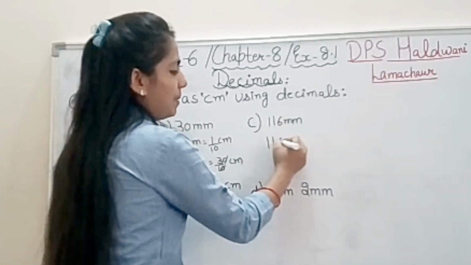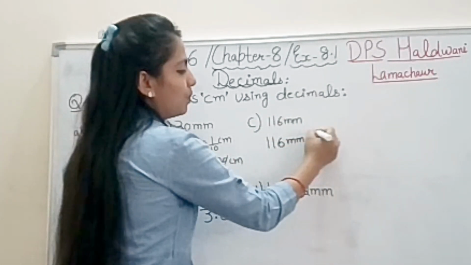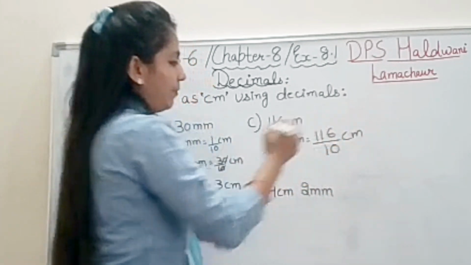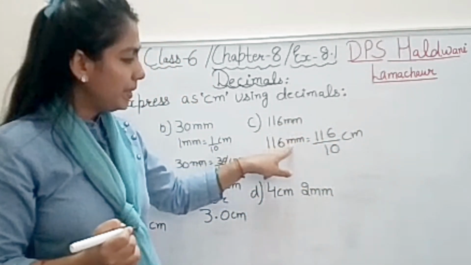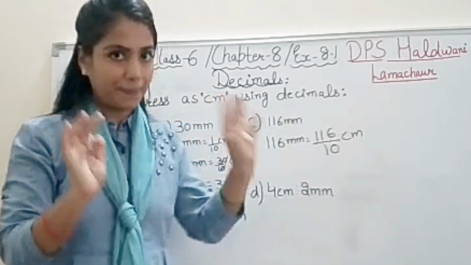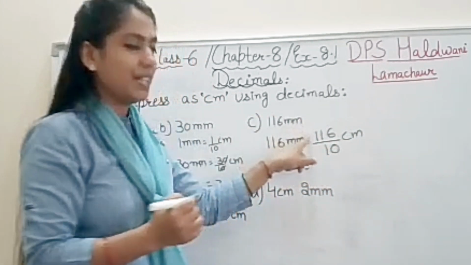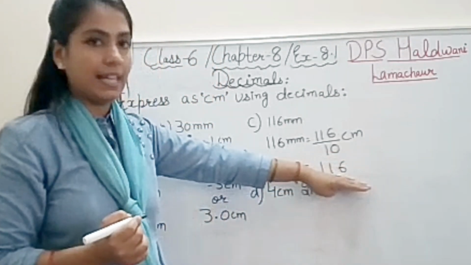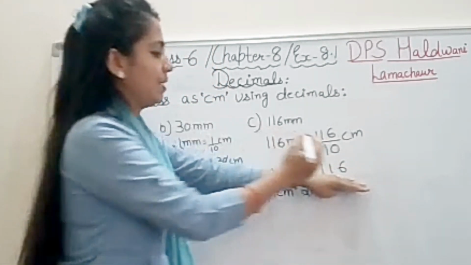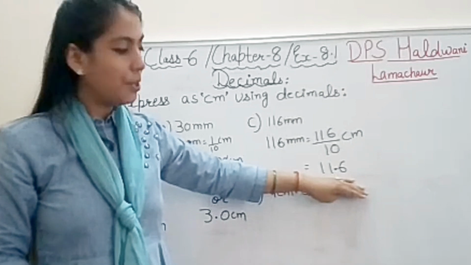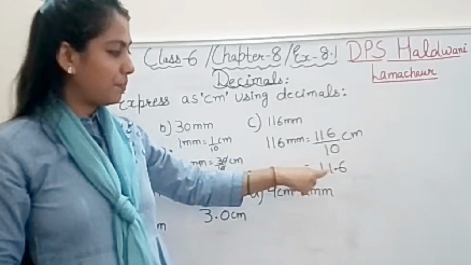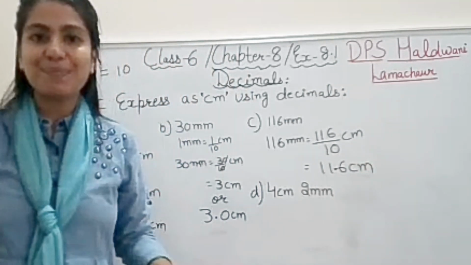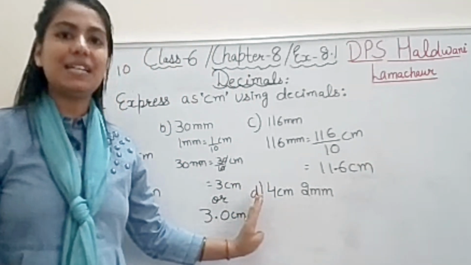So 116 millimeter is equal to 116 upon 10. When we divide it by 10, millimeter converts into centimeter. Right? Now fraction into decimal. We have 116 and the denominator 10, so after one digit, put a decimal. So 11.6 centimeter. Very simple, student.